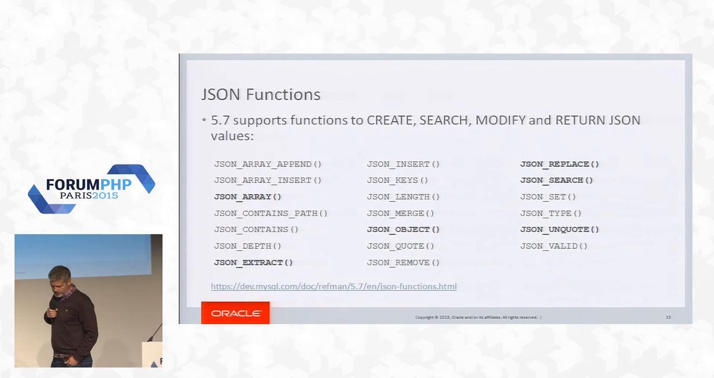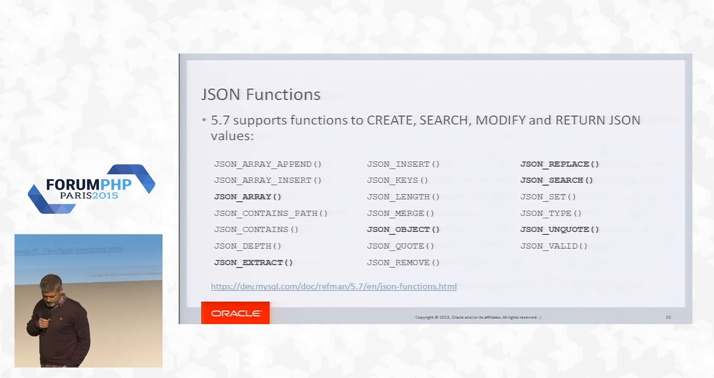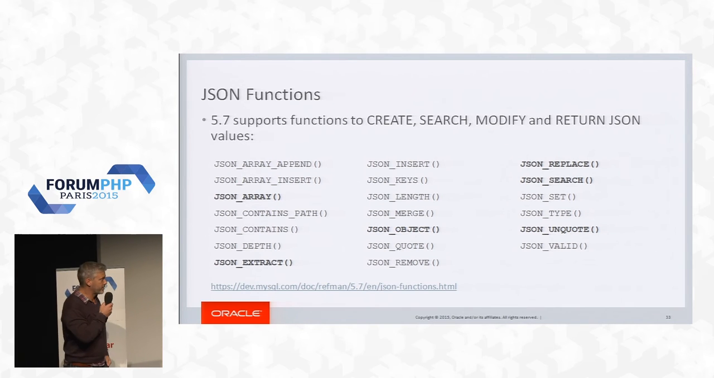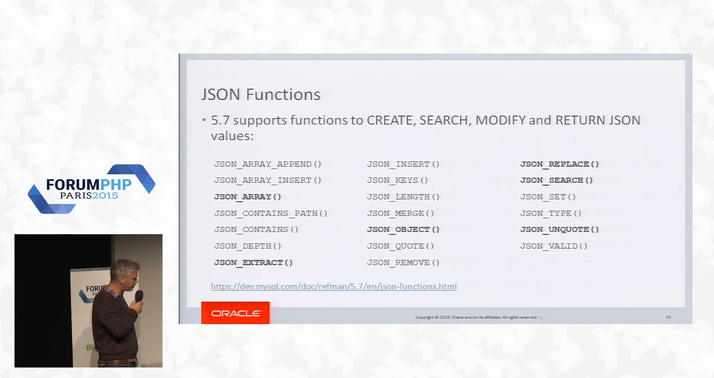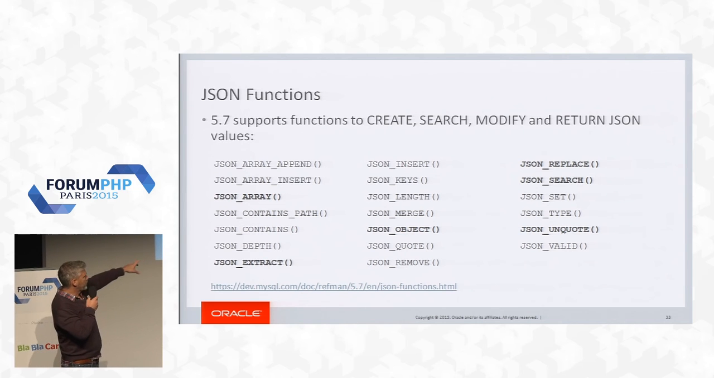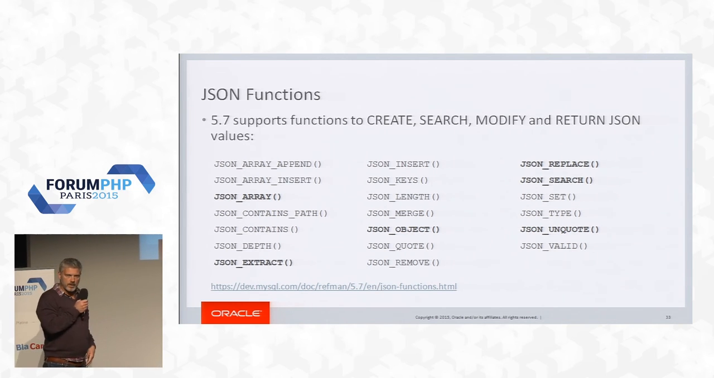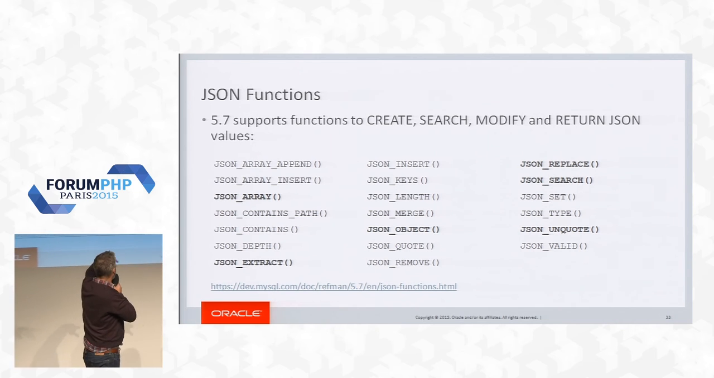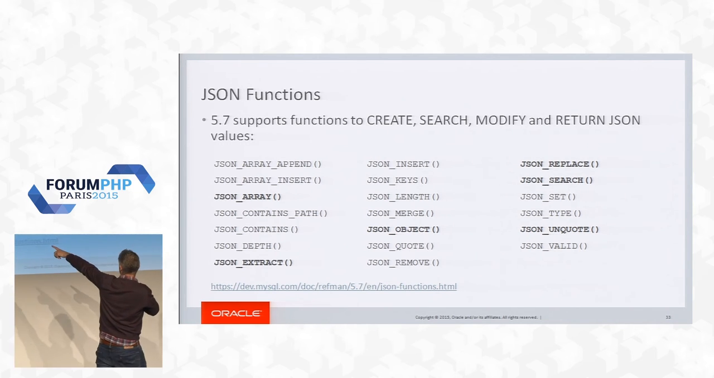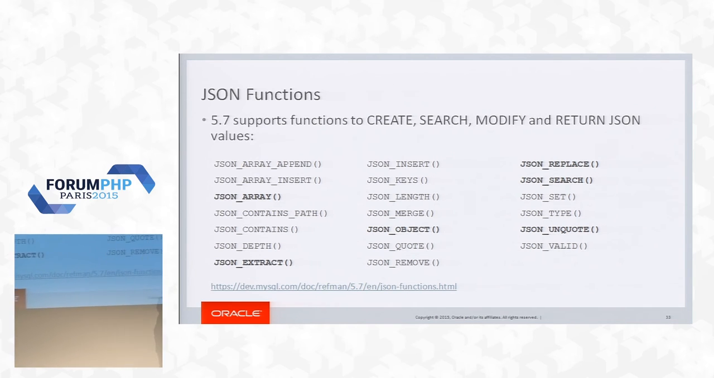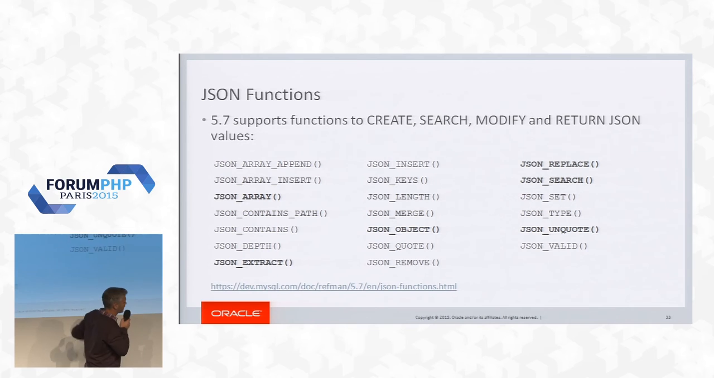As I pointed out before, there are many of these JSON functions which you can familiarize yourself with in the documentation. The highlighted ones are the ones that I've gone through today in this talk, but there are of course many more. Length, you can check if something contains something, and you can check if it's a valid JSON object, and many of those.